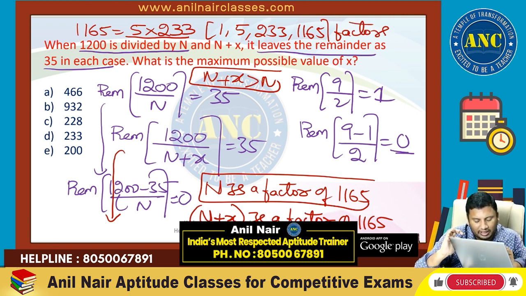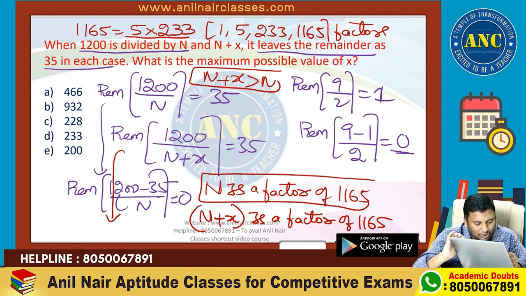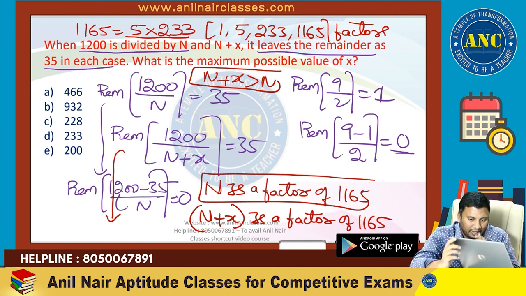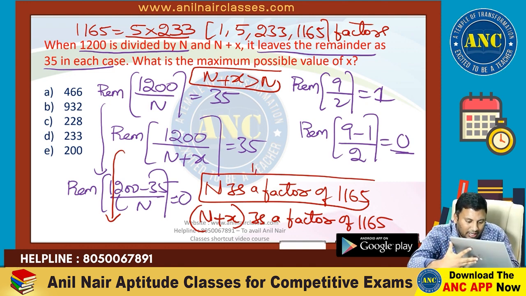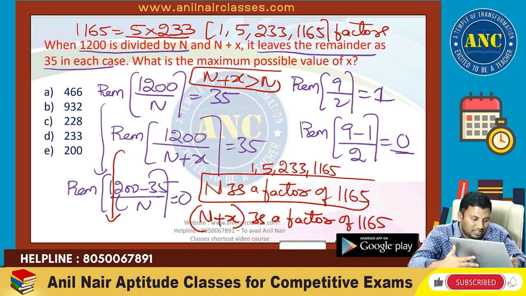9 divided by 2, remainder 1. 9 minus 1 by 2, remainder 0. Similarly, 1200 divided by n, remainder 35; 35 goes to the left side. 1165 divided by n, remainder is 0. That means n can be which numbers? n can be 1, 5, 233 and 1165. Are you all with me? But n plus x also can be 1, 5, 233, 1165.